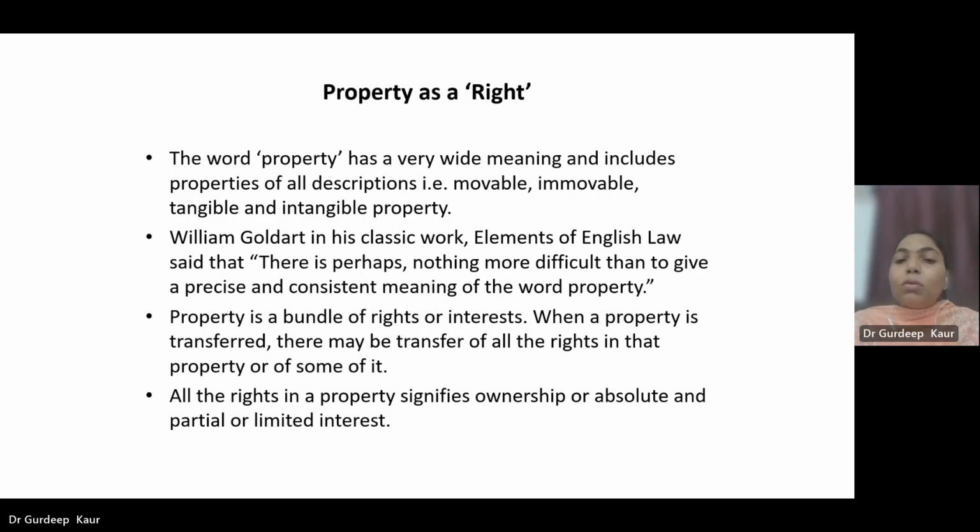Now, one question has arisen, that is, the meaning of property. The word property has a very wide meaning, and includes properties of all description, that is movable, immovable, tangible and intangible property. According to William Goddard, in his classic work Elements of English Law, there is perhaps nothing more difficult than to give a precise and consistent meaning of the word property.